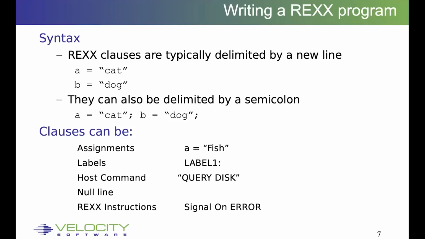A clause can be an assignment, like in this case, A equals fish. It can be a label, which is a branch point in the program. It could be a host command, which is a command that is being issued to the host environment, a null line, a blank line, or other REXX instructions, in this case, a signal instruction.